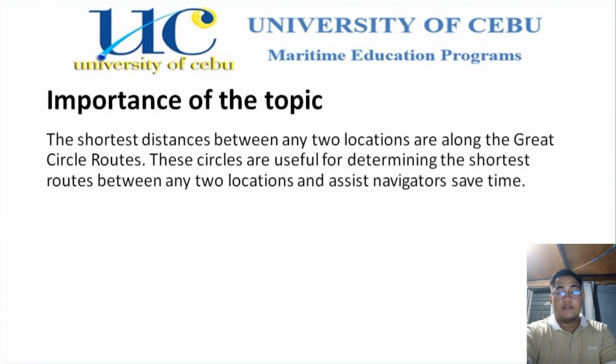The importance of the topic. The shortest distances between any two locations are along the Great Circle routes. These circles are useful for determining the shortest routes between any two locations and assist navigators to save time.